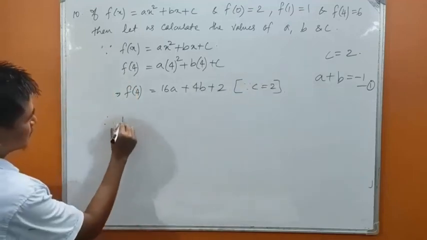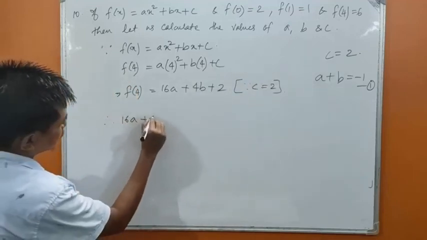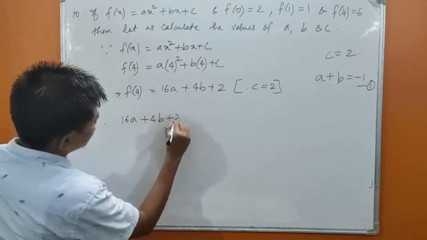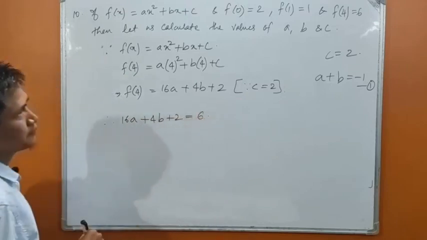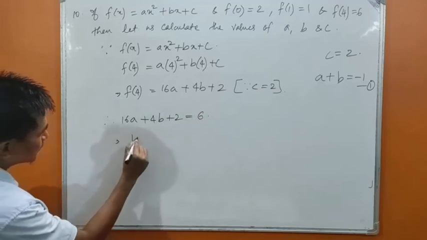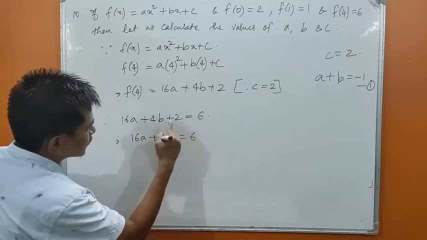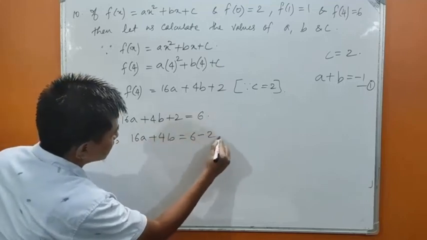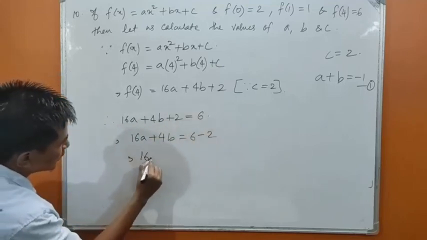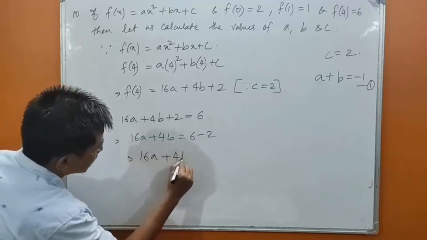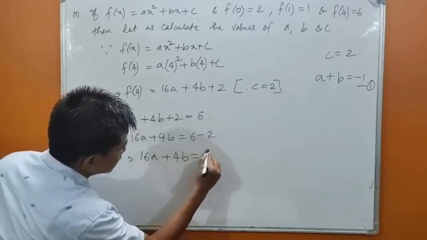Therefore, 16a plus 4b plus 2 must be equal to 6, isn't it? Or 16a plus 4b equals 6. The plus 2, when taken to the right hand side, becomes minus 2, or 16a plus 4b equals 6 minus 2, which is 4, isn't it?